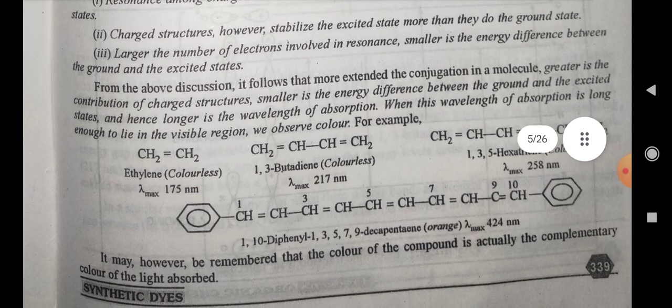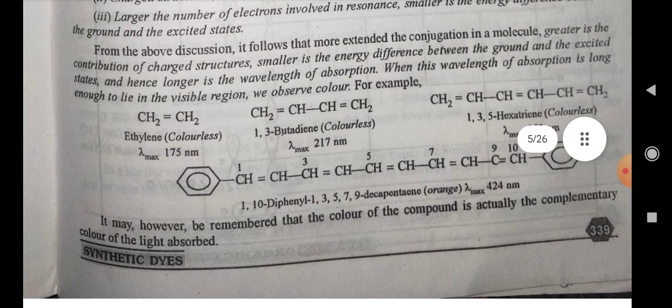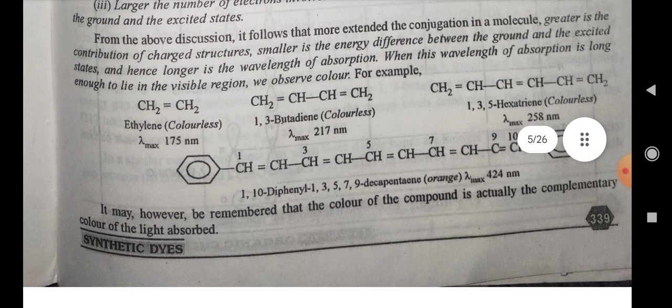The larger the number of electrons involved in the resonance, the smaller is the energy difference between the ground state and excited state. From the above discussion, it follows that the more extended the conjugation in the molecule, the greater is the contribution of charged structures, the smaller is the energy difference between the ground state and the excited state, and hence the longer is the wavelength of absorption. When this wavelength of absorption is long enough to lie in the visible region, we observe color.